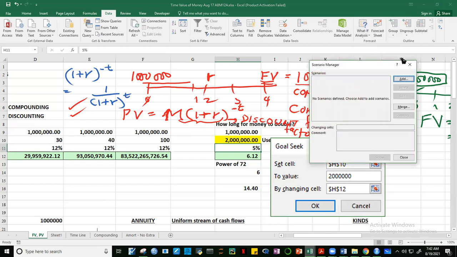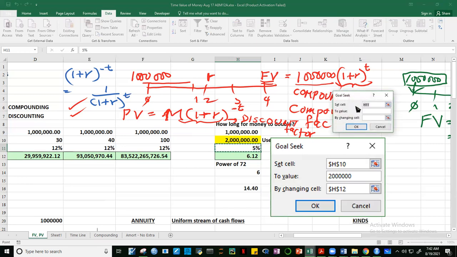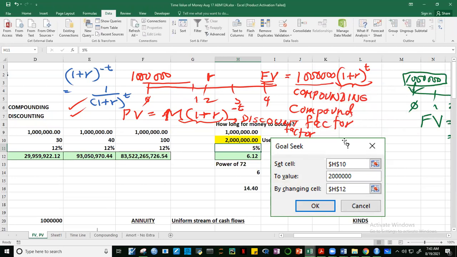Oops. Goal Seek. Set cell. Okay, this one. Set cell. We want it to double from 1 million to 2 million, by changing the years. And you get, okay, what happened?